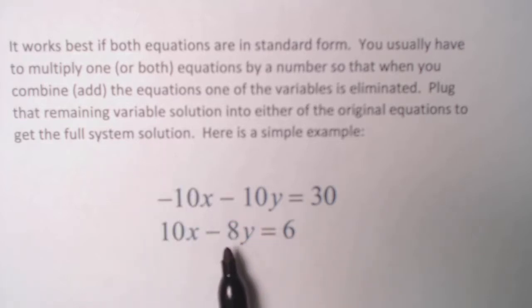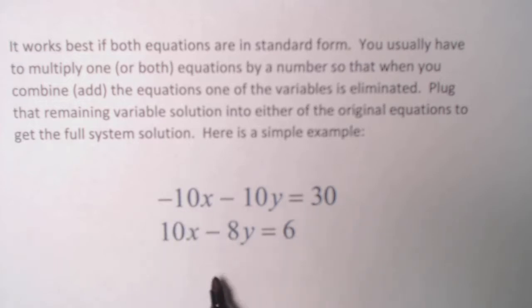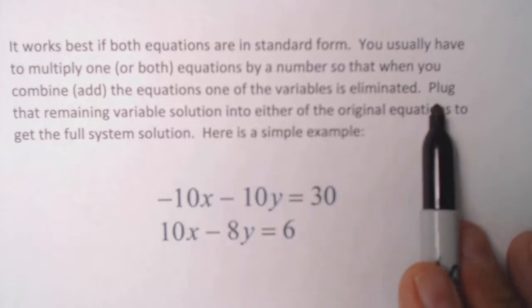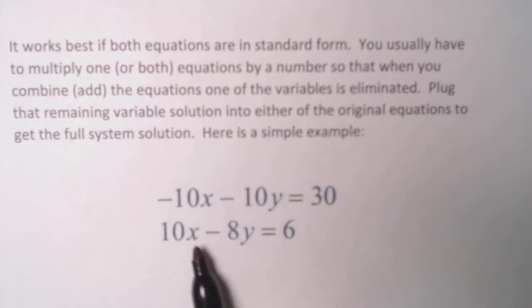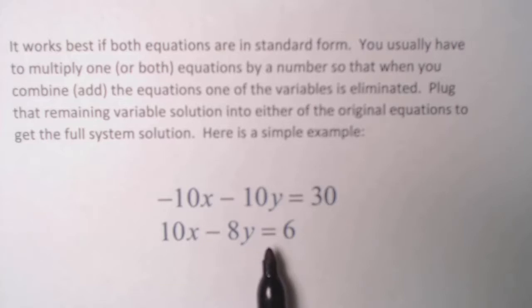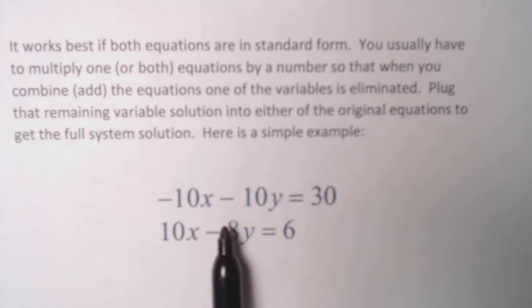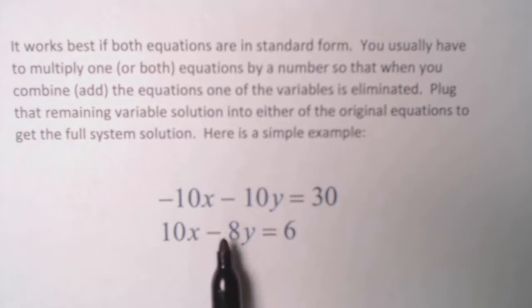Sometimes to make the elimination method work, you'll have to multiply one of these equations, or sometimes both of them, by numbers such that when you add these equations together, okay, combine them together, one of the variables is eliminated and you get the solution for the other one. Well, take that solution, plug it back into one of the original equations, and you can use that to get the full solution to the problem.